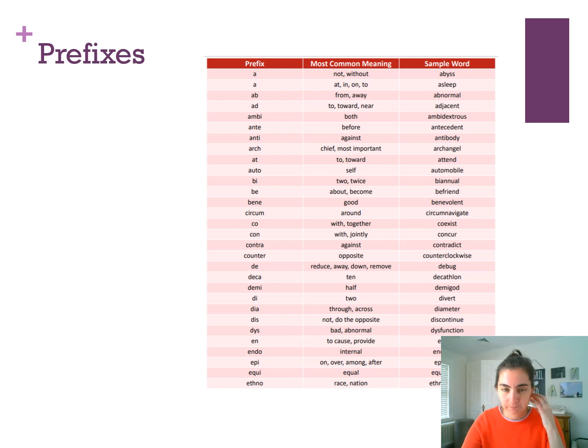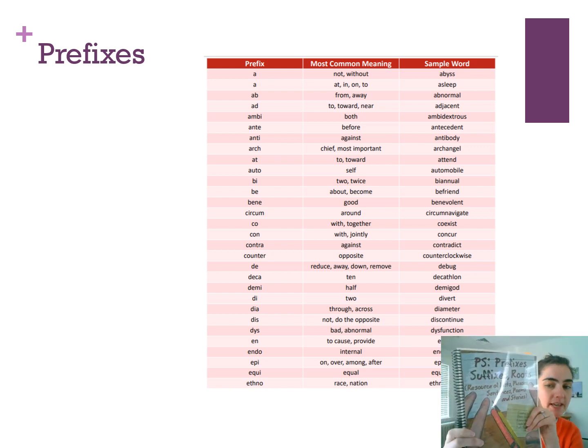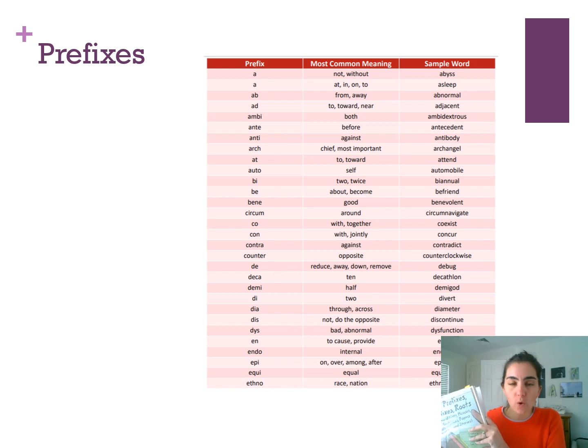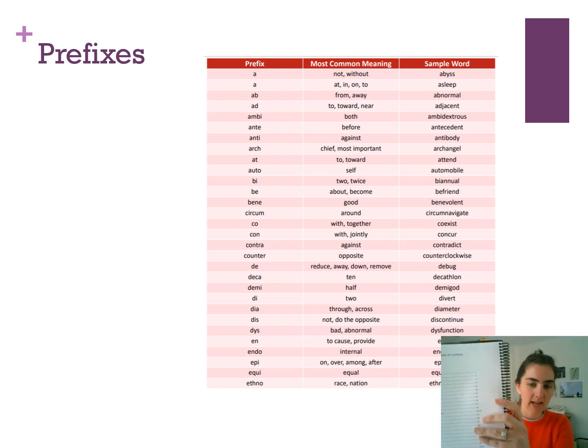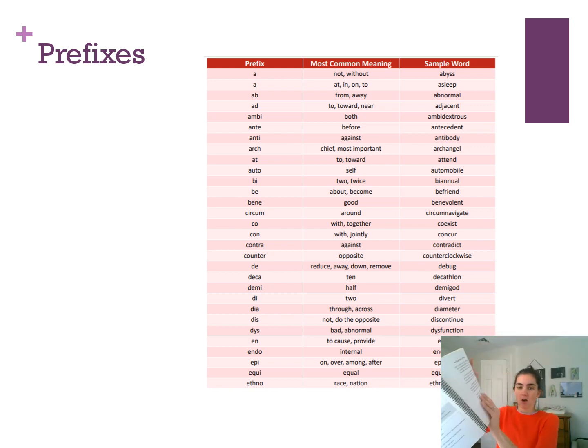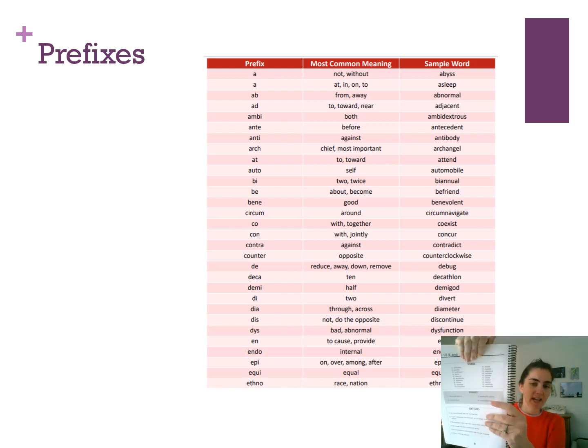Now, my favorite resource that complements Orton Gillingham is this book right here, Prefixes, Suffixes, and Roots. This is totally utilitarian. So in the beginning, there's a table of contents, and it just has different prefixes, suffixes, and roots. Okay, so I'm on the X page. It has a word list.